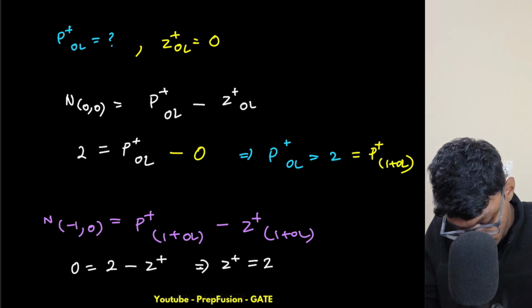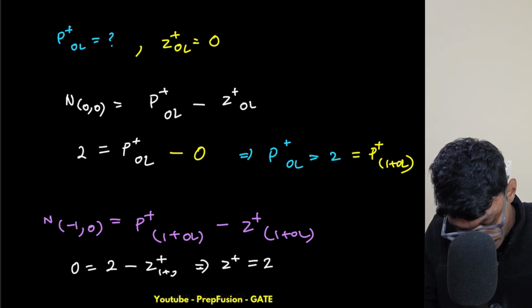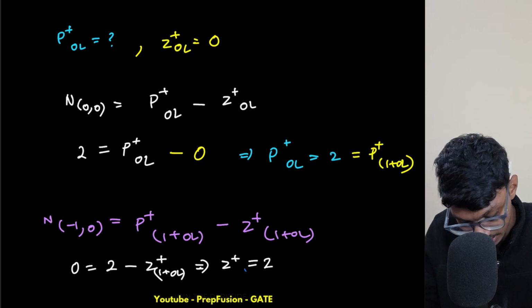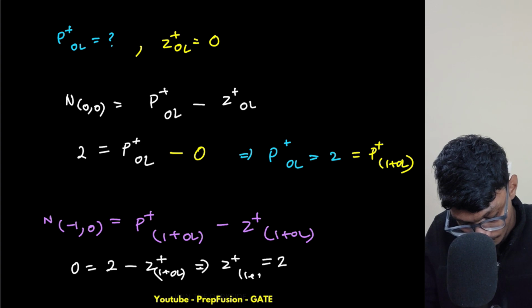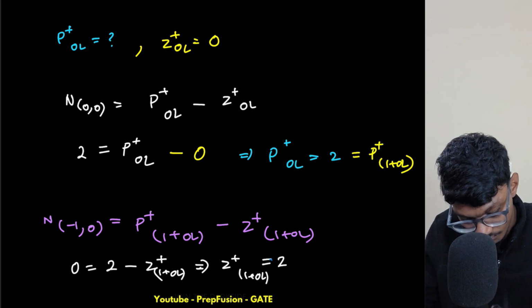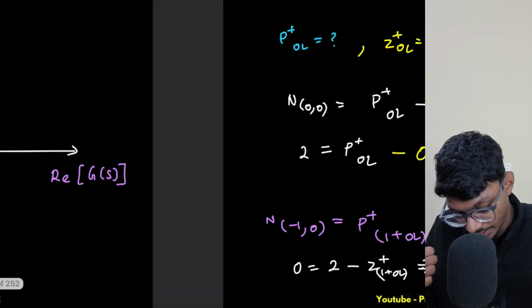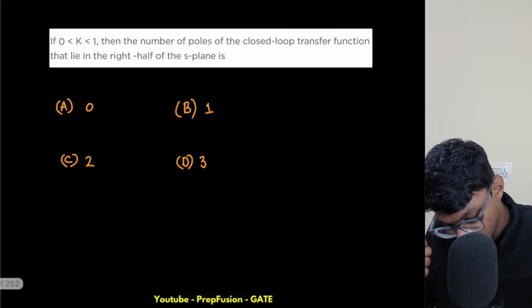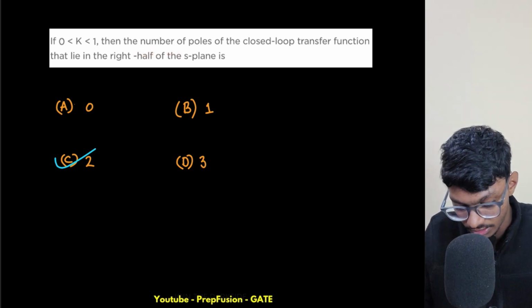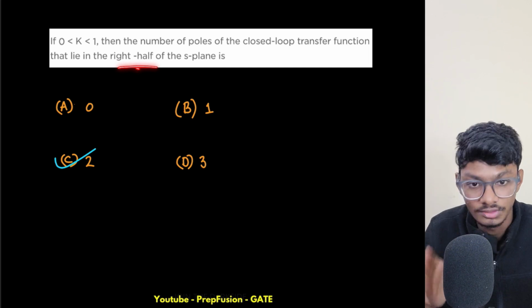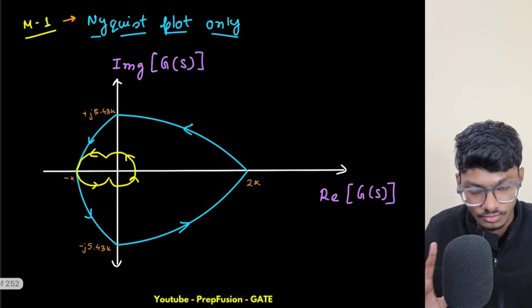So Z plus is 1 plus OL. So I have two closed loop poles on the right hand side of my S plane. By this you can directly tick mark that my answer will be 2. This is talking about the number of poles of the closed loop transfer function that lie in the right half of the S plane basically. So this is 2.